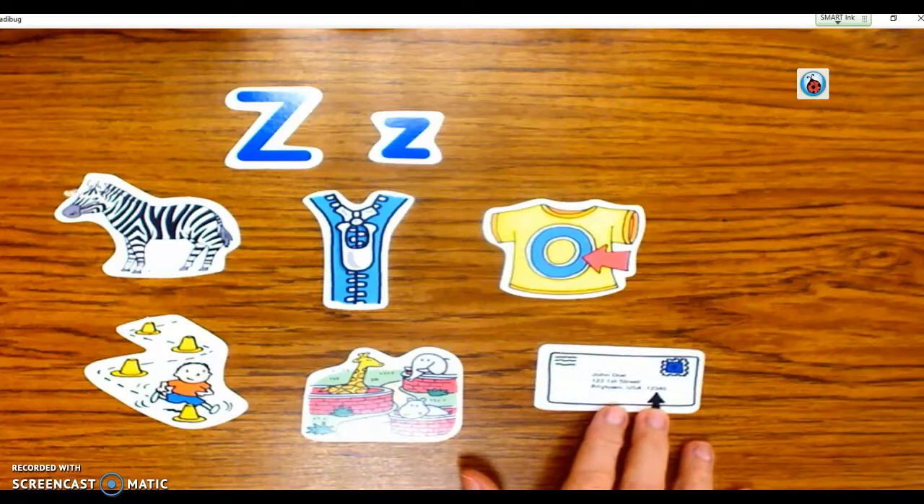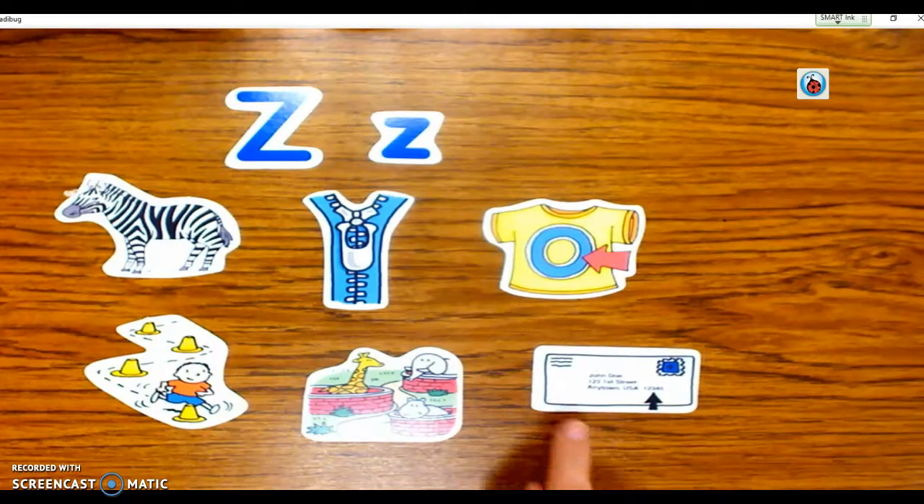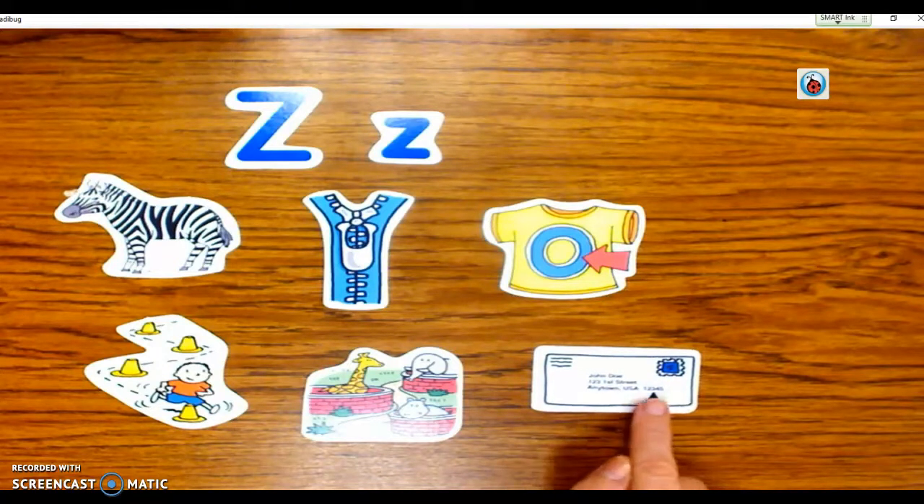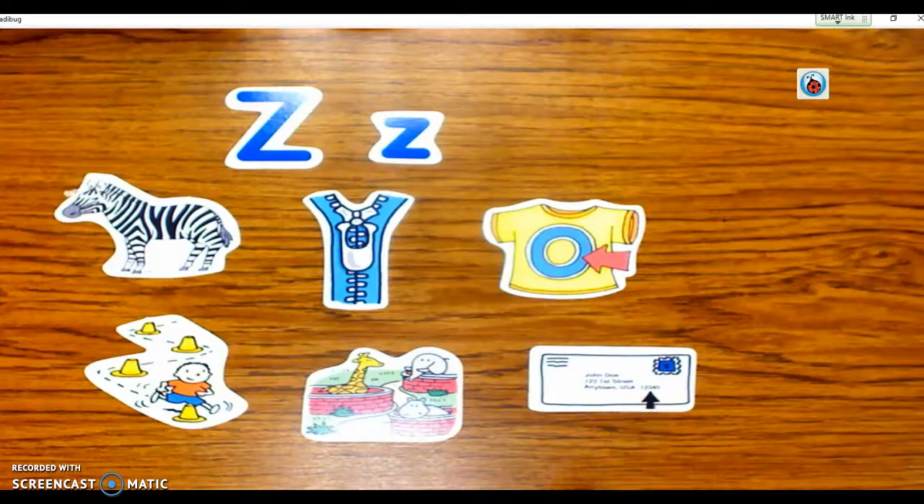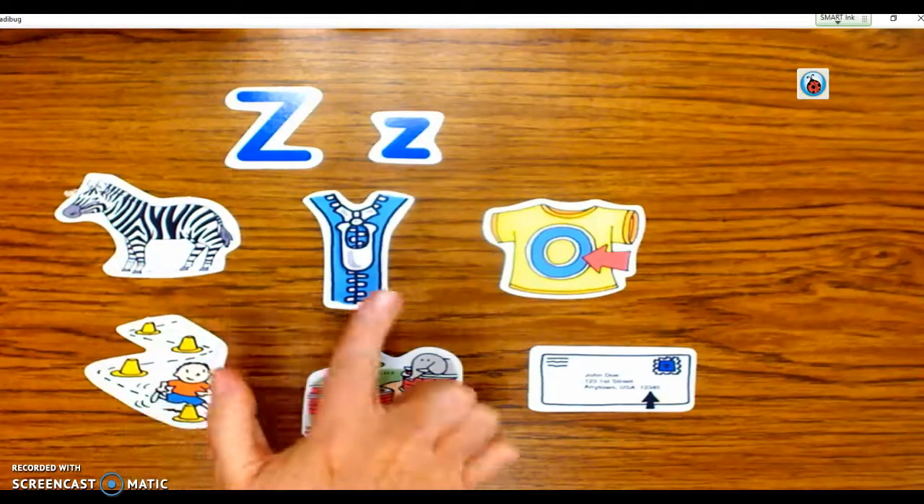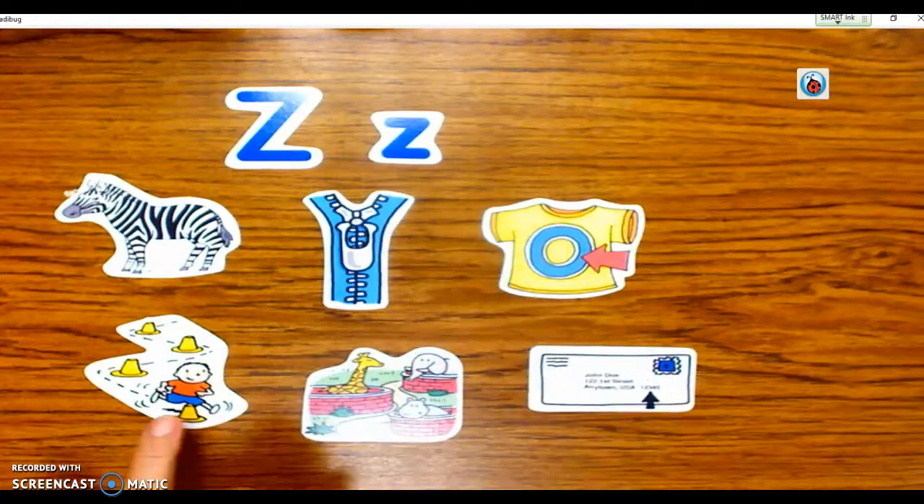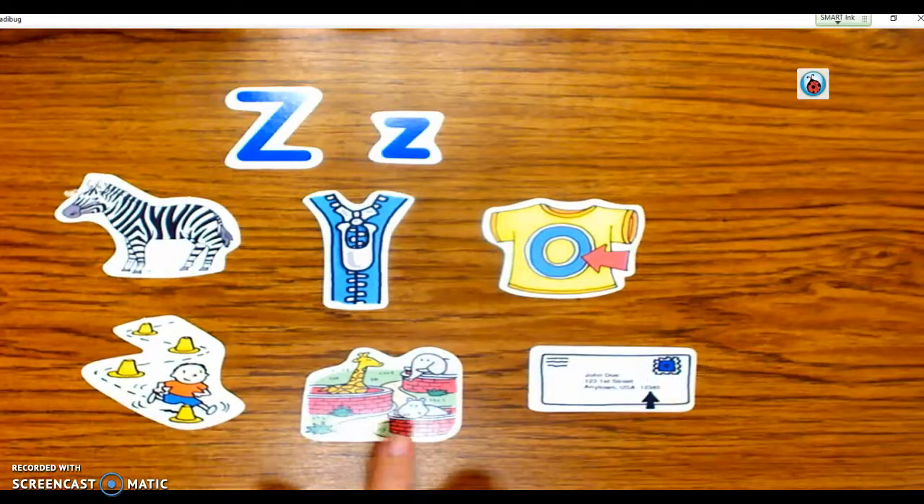All right, this one is kind of tricky. When you write a letter to someone and you put their address, after you put their city and their state, then you put some numbers. That is called the zip code. That tells the post office where to take that mail. So that is their zip code. So zebra, zipper, 0, zigzag, zoo, and zip code all begin with the letter Z. The letter Z makes the Z sound. Z says Z.